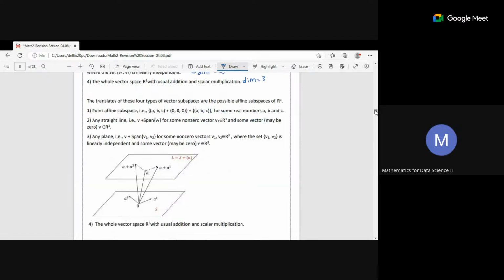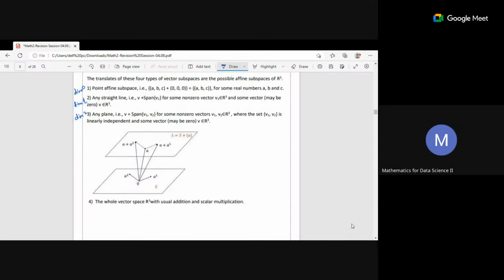So now you see that you have some translations. So any point, if you take, is an affine subspace, and it has dimension 0. Here, if you take V plus a line, a translation of a line has dimension 1, and a translation of a plane, a plane translated to another plane, so V plus a plane, has dimension 2. And then the whole vector space R3 with the usual addition and scalar multiplication.